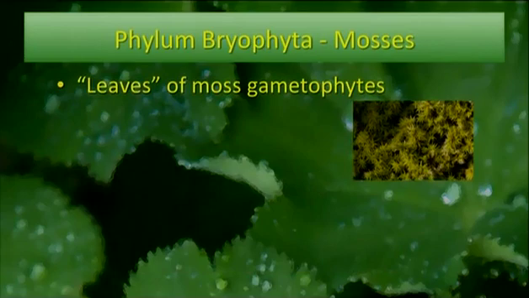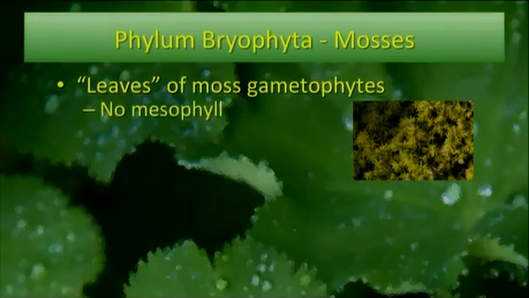So the leaves are here again in these Bryophyta, the mosses. You don't have true leaves, but the so-called leaves are these little structures here. They look like leaves, don't they? But they're not really leaves. They're actually just structures that help absorb moisture and do photosynthesis. The so-called leaves of moss gametophytes are different from angiosperm leaves.